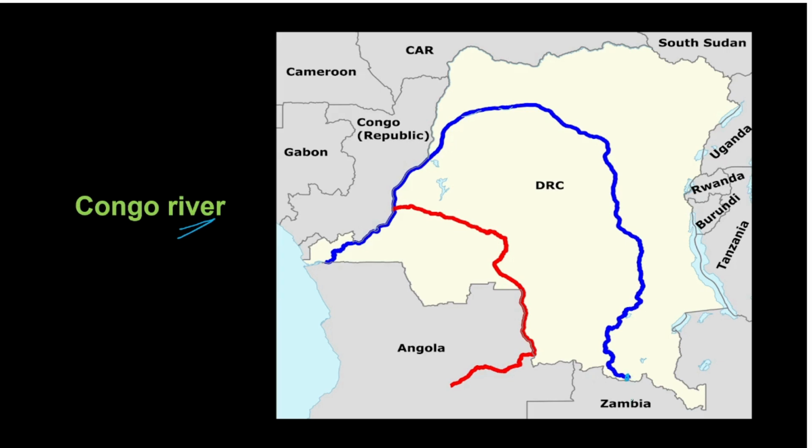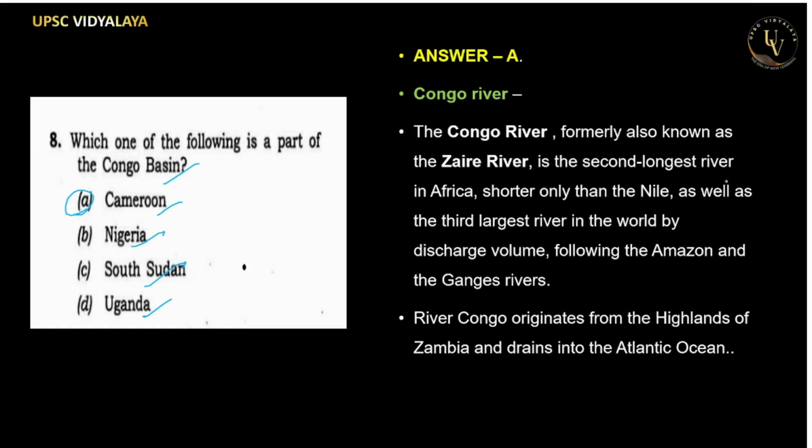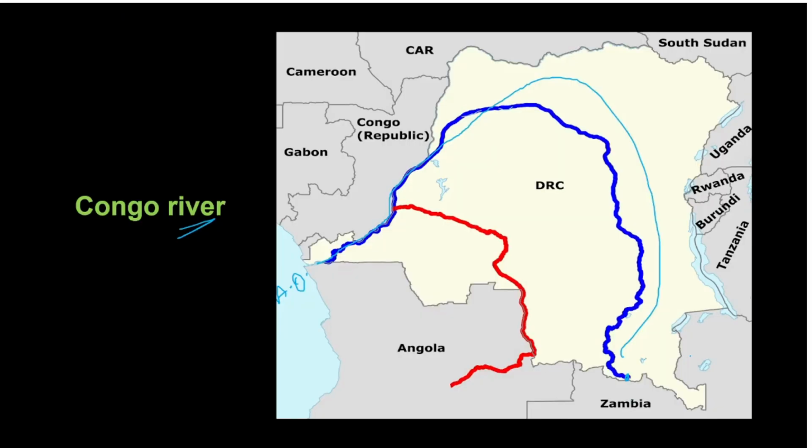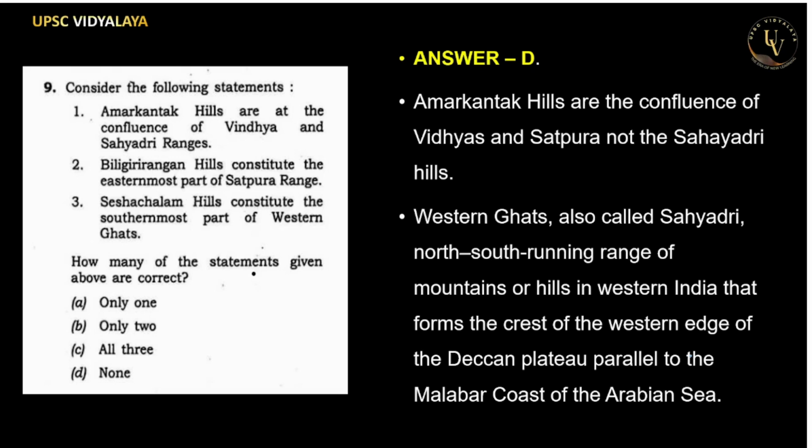The Congo River originated in Zambia and it is passing all the way through the Democratic Republic of Congo and it drains into the Atlantic Ocean. Now let us understand. The Congo River is formerly known as Zaire River. Okay, and it is the second longest river in Africa, shorter only than the Nile, as well as the third largest river in the world by discharge volume, following the Amazon and Ganges River. River Congo originates from the highlands of Zambia and drains into the Atlantic Ocean.